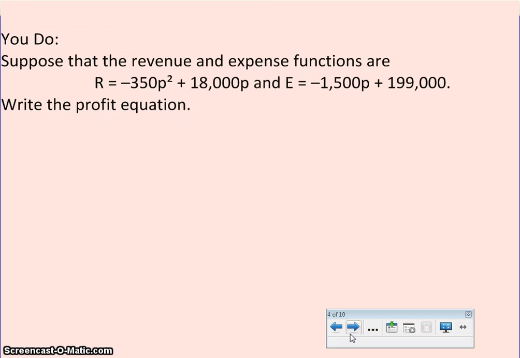Okay, go ahead and take a moment and go ahead and write this profit equation. Press pause while you do. Come back when you're ready.